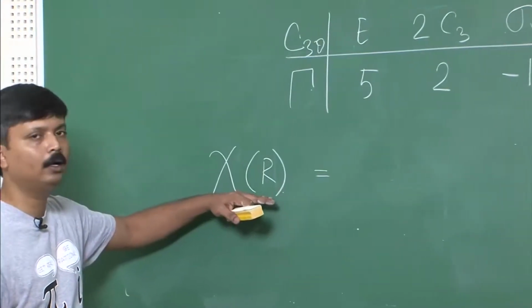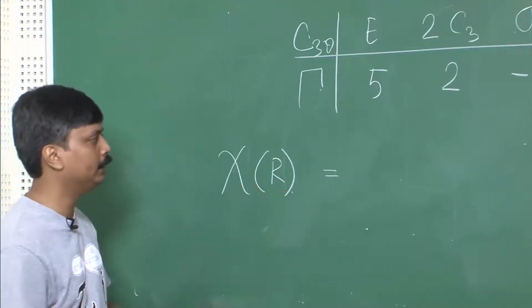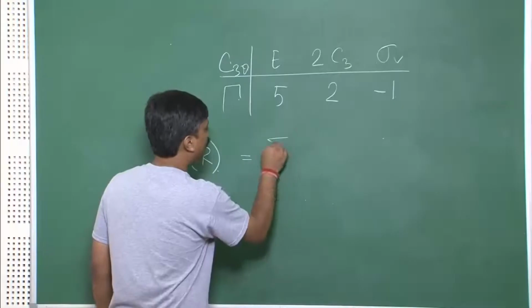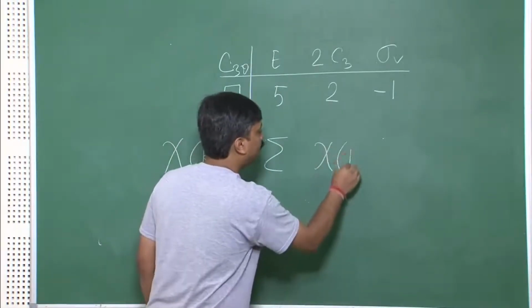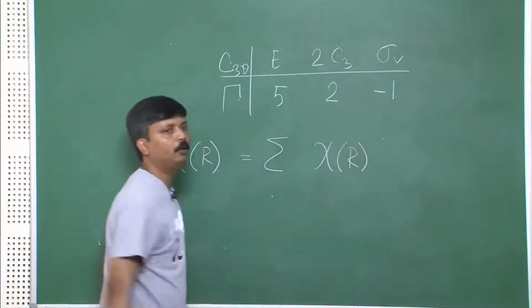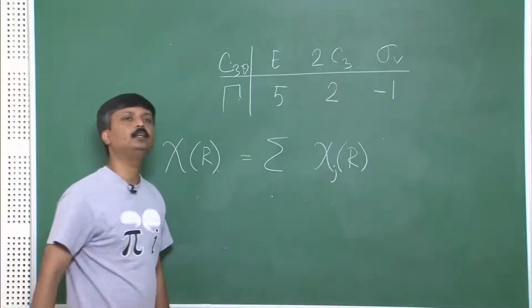So I can write the character for any given symmetry operation for a reducible representation as the sum of the character of the same symmetry operation belonging to any particular jth irreducible representation.